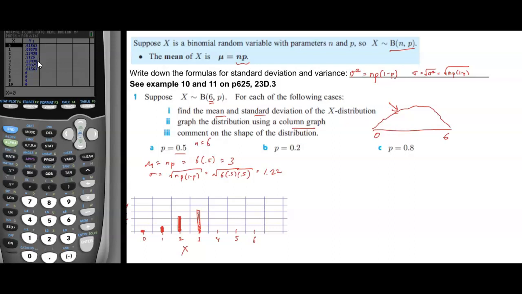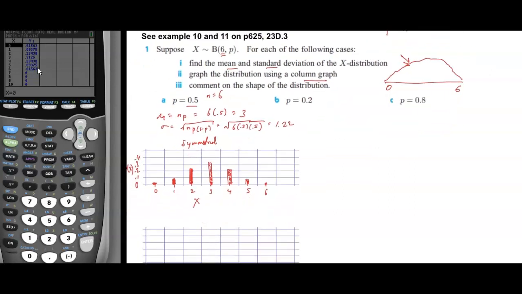And for 4, it would be 0.23 again. And then the next one will be 0.09. And you can see that it's symmetrical. And 6 would be 0.015 again. Okay? So they say comment on the shape of the distribution. Well, it's symmetrical. Okay, next one we're going to do the same thing, except we're going to do p equals 0.2.